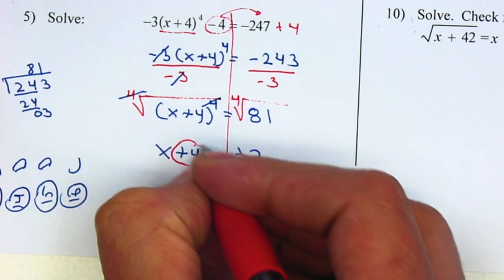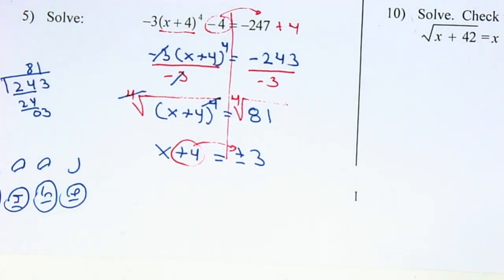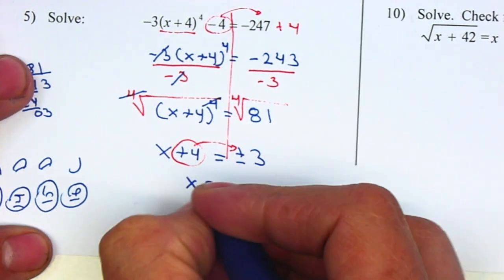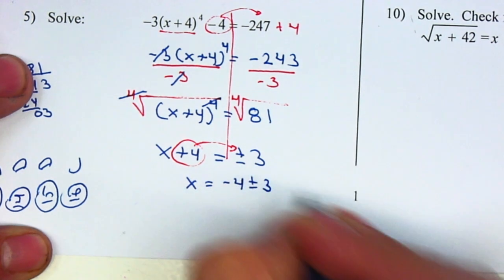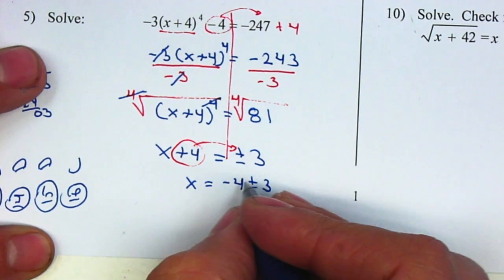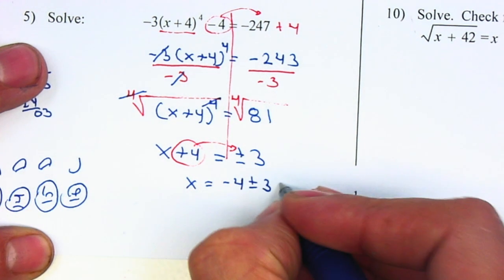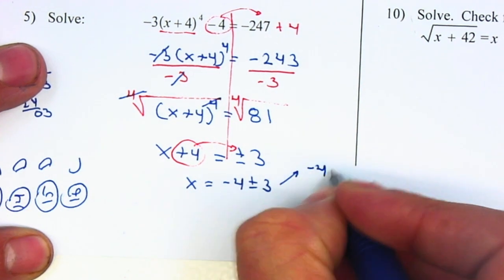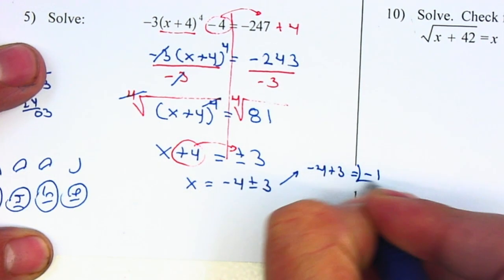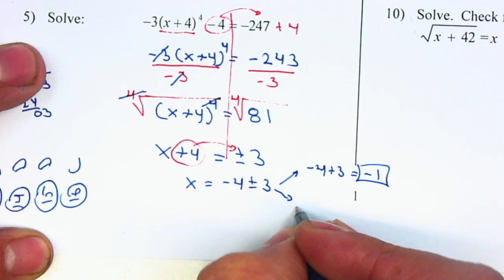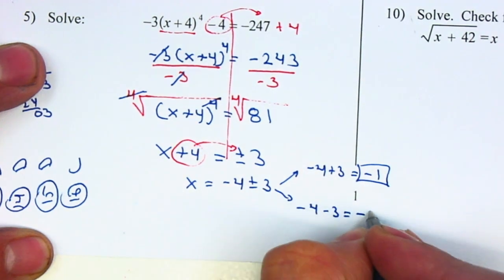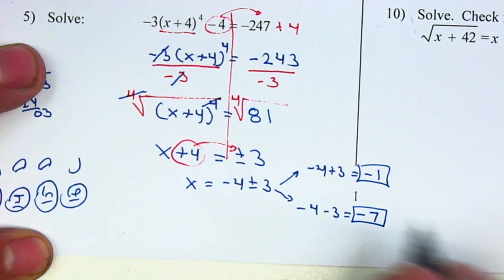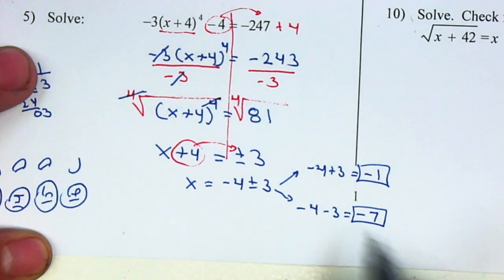Last step is to move my 4 to the right, becomes a negative 4. So it'll be negative 4 plus or minus 3. I'm going to have two solutions. Negative 4 plus 3, which is negative 1. And negative 4 minus 3, which is negative 7. So my solutions are negative 1 and negative 7.